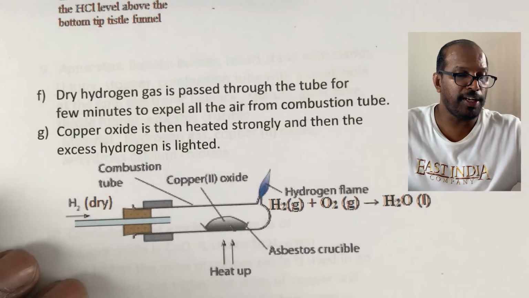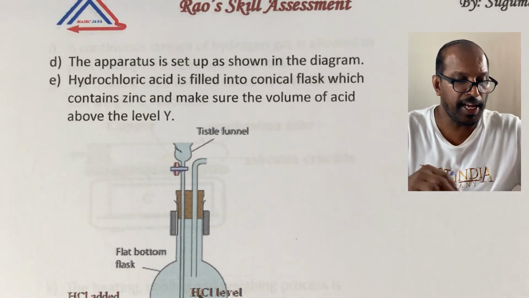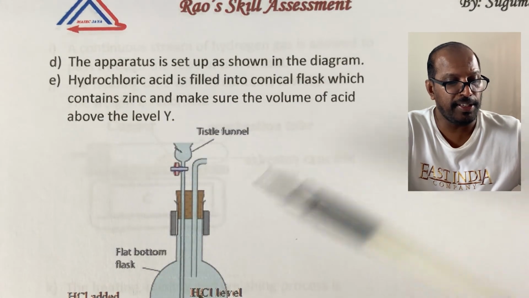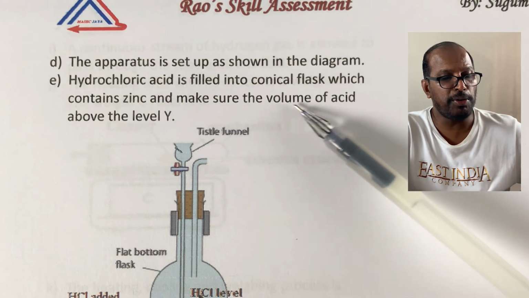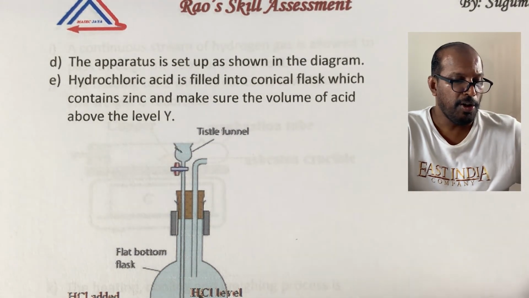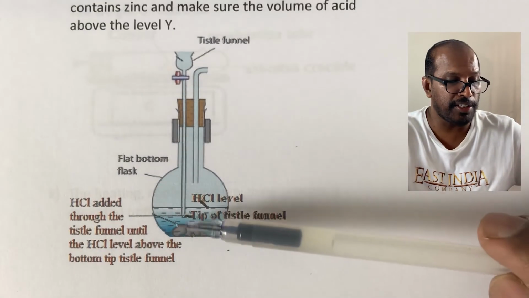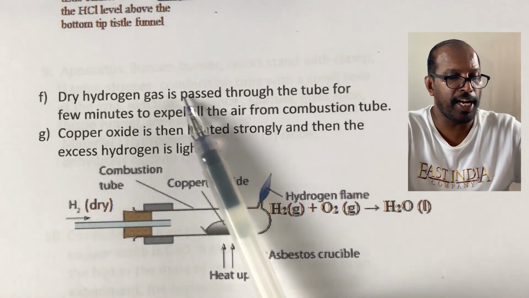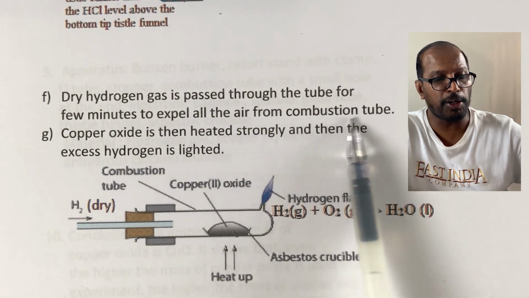Then we are going into the next step. Okay, the apparatus is set up as shown in the diagram. Then hydrochloric acid is filled into the conical flask which contains the zinc, and make sure the volume of acid is above the level Y, as I explained just now, so that the hydrogen does not escape through here. Then followed by, we need to dry the hydrogen gas and pass it through the tube for a few minutes to expel all the air from the combustion tube.